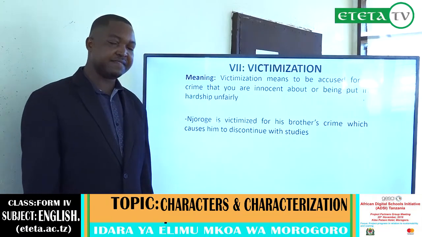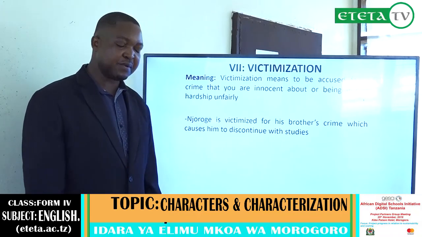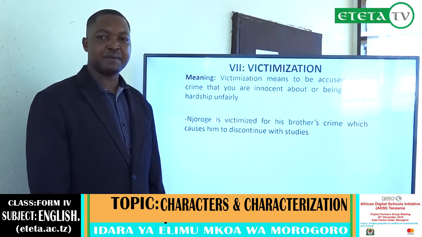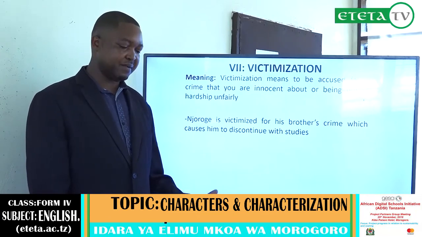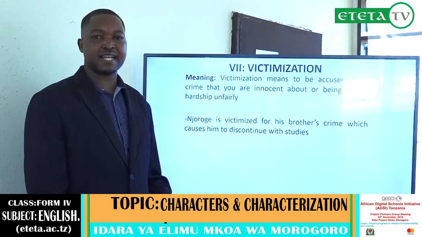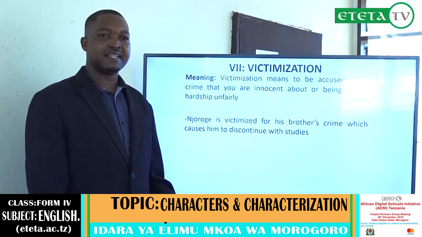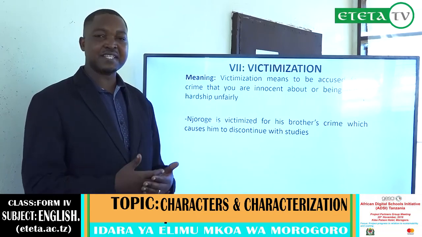So Njoroge is victimized for his brother's crime, which causes him to discontinue with his studies. He was victimized to the extent that he stopped going to school, because when he was sent to the house of pain, he was taken all the way from school, from Siriana Secondary School. And we are told that he didn't go back to school. He ended there. But he was innocent.